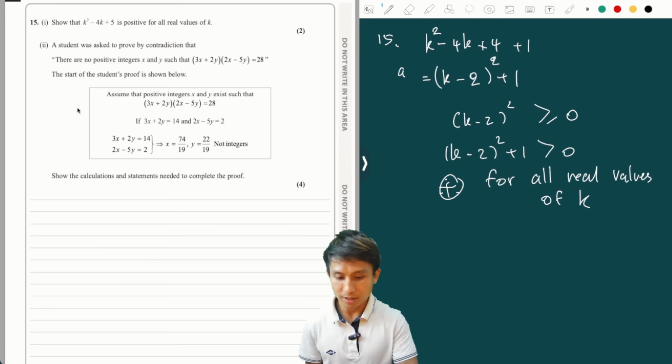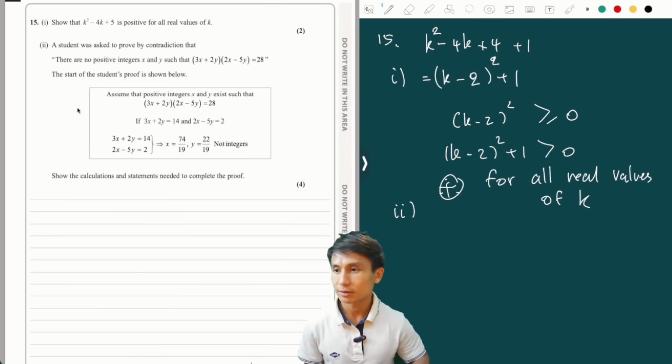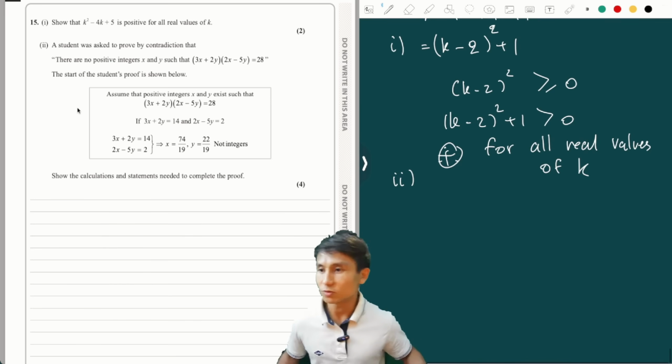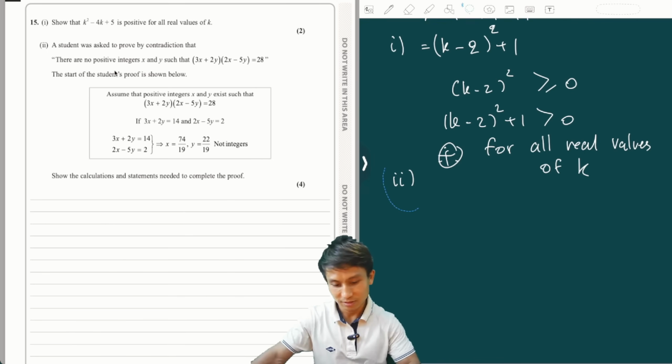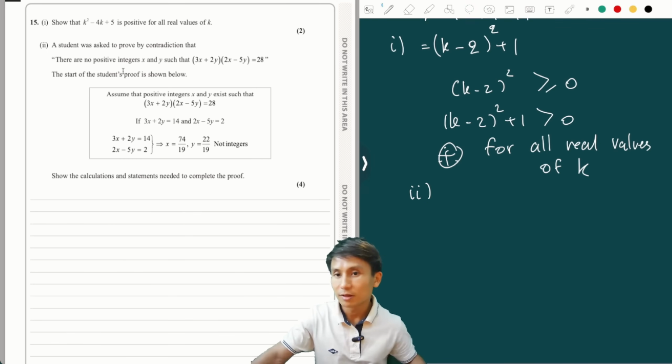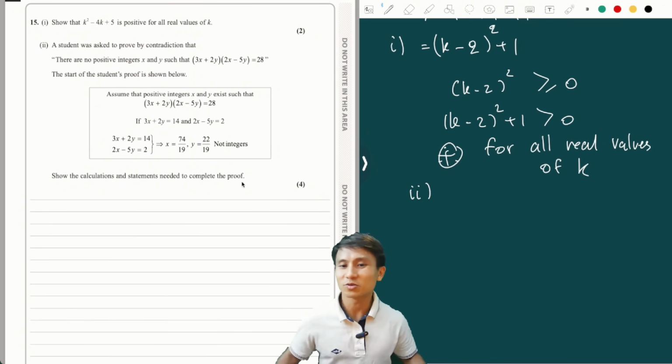Okay, so that's part I. Part II. Almost didn't do this question. The student was asked to prove by contradiction that there are no positive integers x and y such that blah blah blah. The start of the student's proof is shown below. Show the calculation and statements needed to complete the proof.